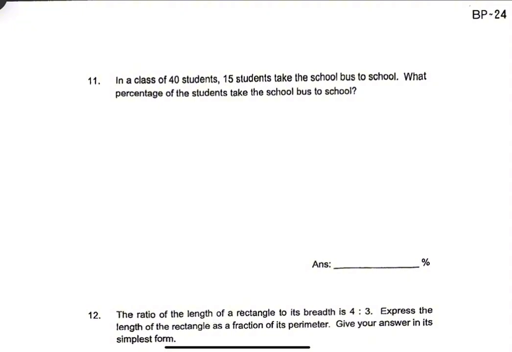In a class of 40 students, 15 students take the school bus to school. What percentage of the students take the school bus to school? It's just 15 over the total. Then they want it in percentage, so you times 100%. Now there's no calculator. What do you do? Cancel and cancel. Then you divide 2, divide 2. What you have is 15 times 5, which gives you 75 over 2. This will result in 37.5%. So no calculator, you need to learn to do the working. It's still important. You cannot always resort to using a calculator.